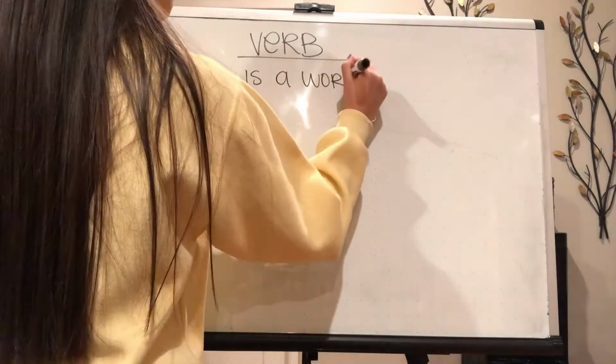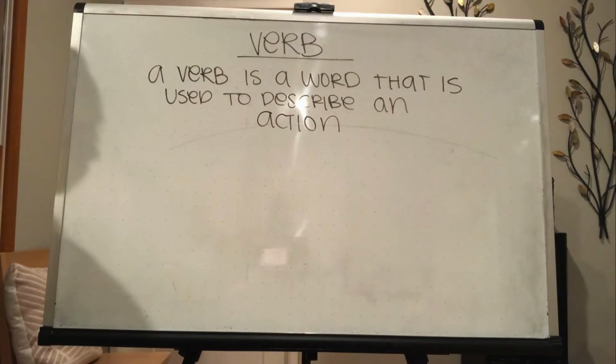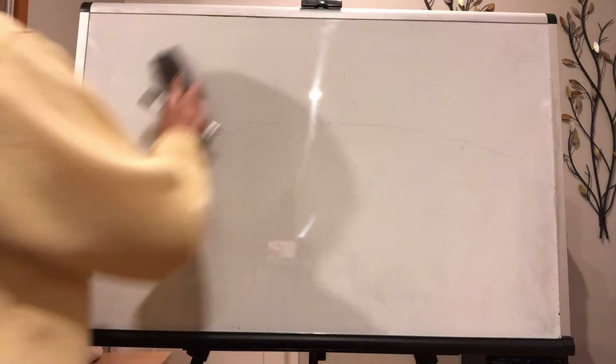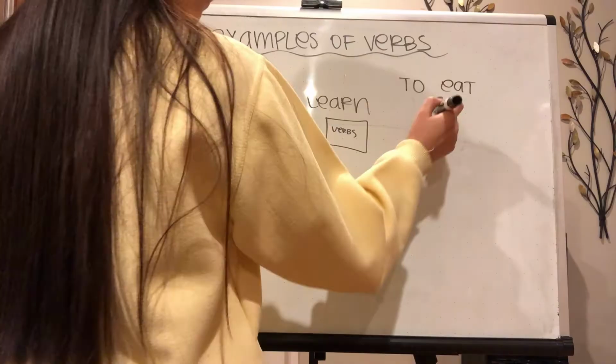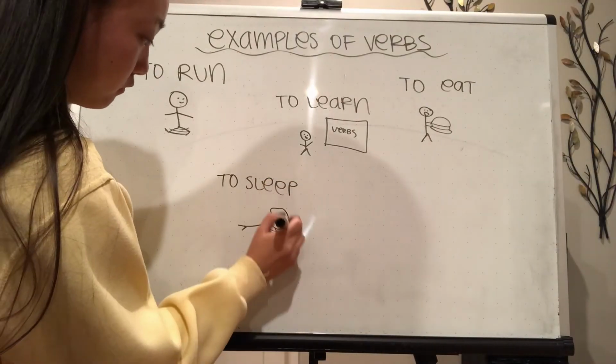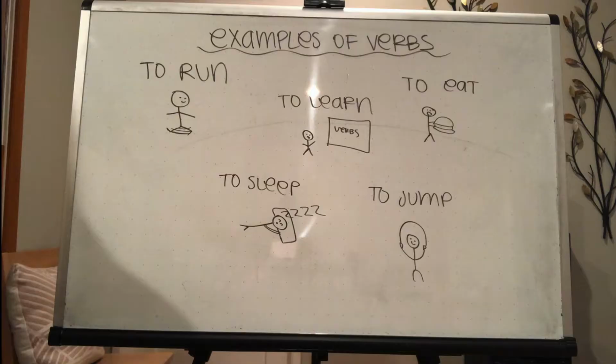Next is a verb. A verb is a word that is used to describe an action. Some examples of verbs are to run, to learn, to eat, to sleep, to jump, and see that they're all action verbs, so it's something that people could be doing.